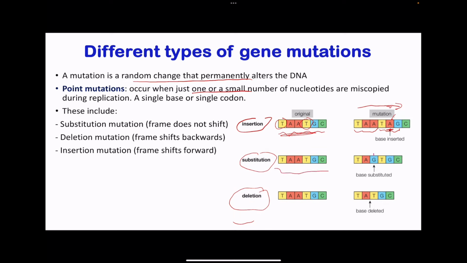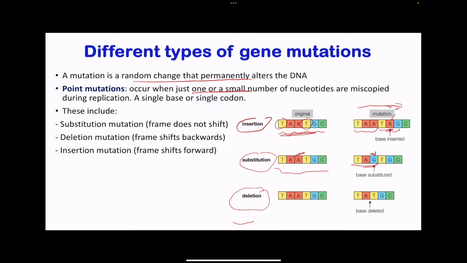For substitution mutations, one base has been substituted for another. For example, base A here has been substituted for base G. In this case, there is no frame shift, meaning there is no forward shift or backward shift. However, that specific codon is going to be affected because the amino acid could be different. But in some situations, there could be no effect if the base is in the third place of the codon, because sometimes it does not affect the amino acid that should be added.